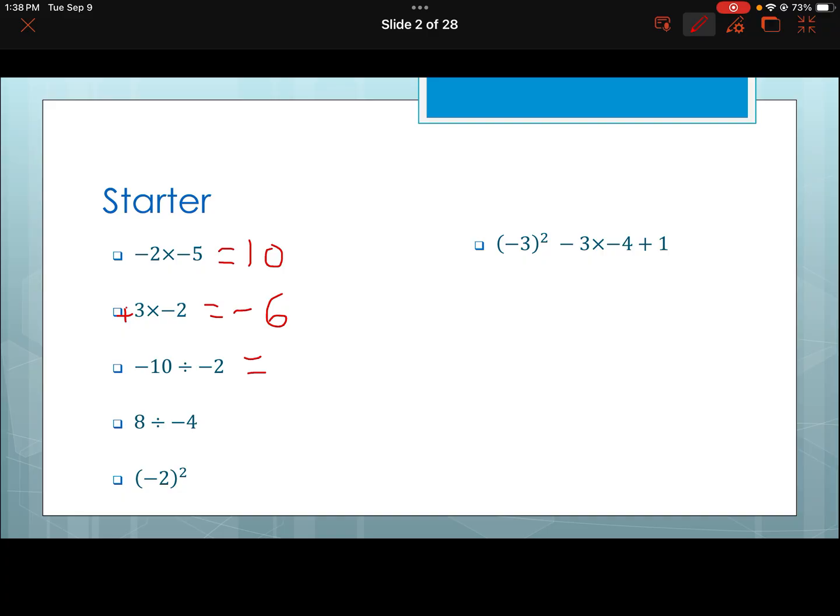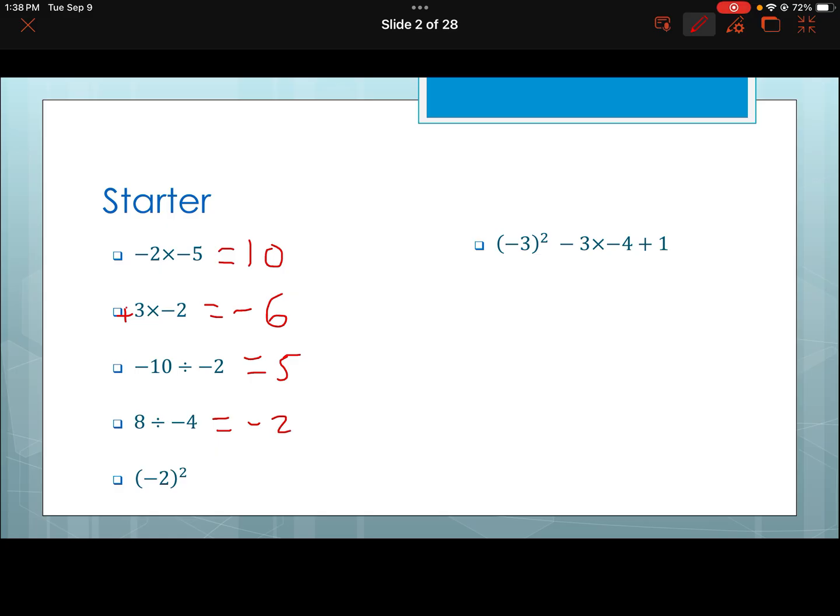-10 divided by -2, again, they've got the same sign. It doesn't matter it's division, it's still the same thing. So a negative and a negative, they're the same sign. So I'm just looking at 10 divided by 2, and that's 5. 8 divided by -4, that's a positive divided by a negative, so it's a negative. And then I know that 8 divided by 4 is 2.